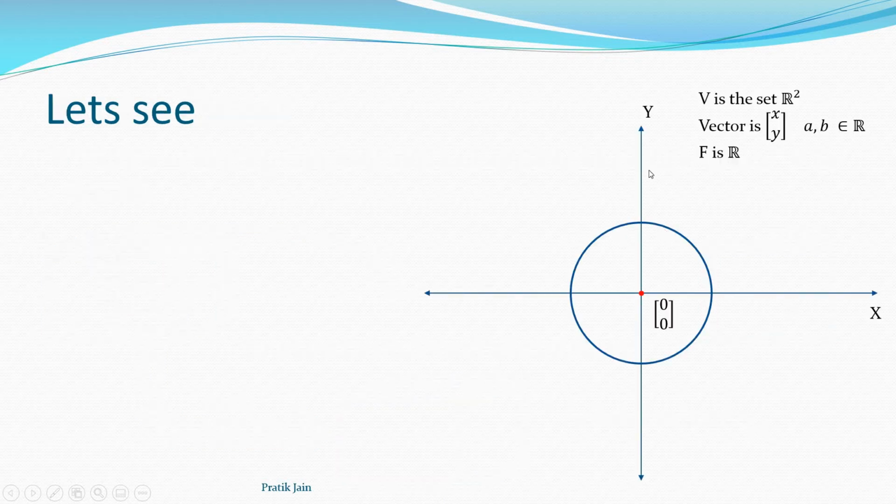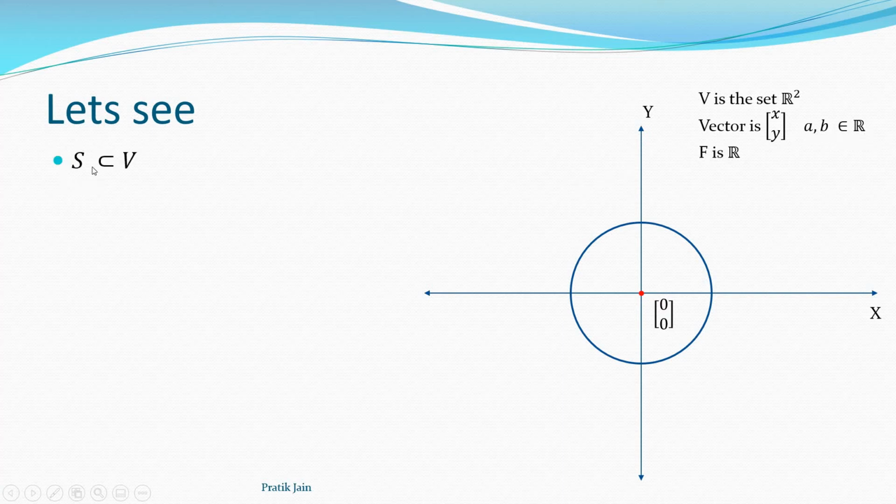Let's see. Let us consider our vector space as R2. So this is the two-dimensional vector space. The vector can be represented as two values, x and y, the x and y coordinates, and we'll take a and b, which are again scalars belonging to a field, and the field is real numbers. So a and b will be some scalars which actually belong to the real numbers.